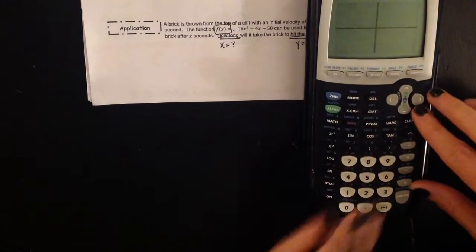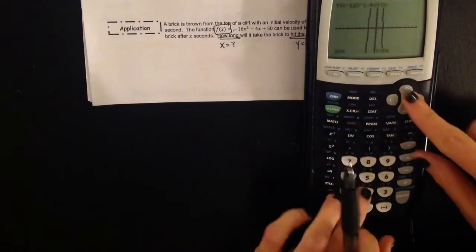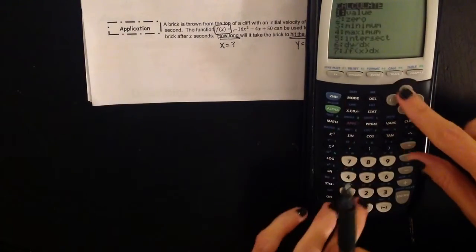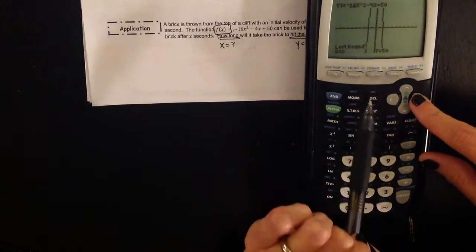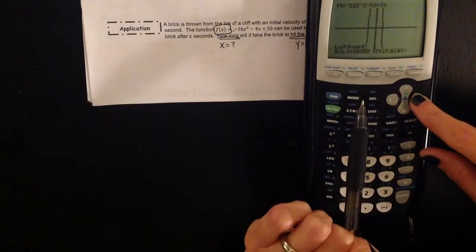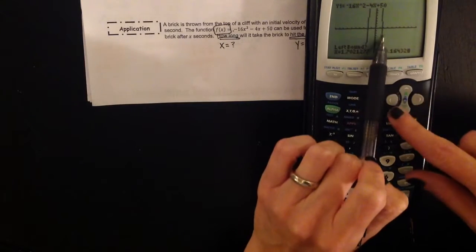Actually, let me set my window up to what it would be when you clear your memory. Okay, second trace 2. Second trace 2. I'm at 0, 0, 0, 50. I'm at the y-intercept, so I got to go to the right a little bit. Oh, there it goes. Go slow. Okay, I think that's as close as I can get.